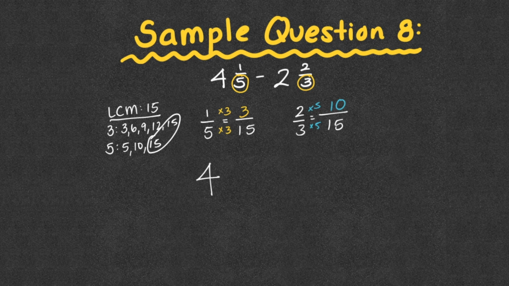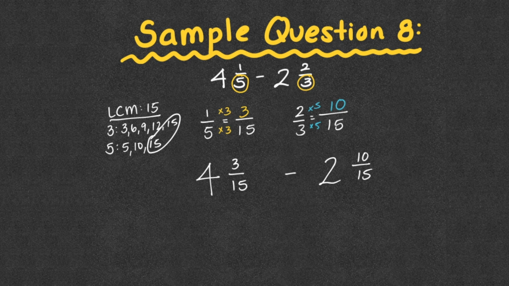So right now we have 4 and 3/15 minus 2 and 10/15. I cannot do 3/15 minus 10/15. But here's what we're going to do. I'm going to show you how to borrow. If this does not make sense for you, turn them into improper fractions from here and subtract. Very similar to what we did 2 problems ago.